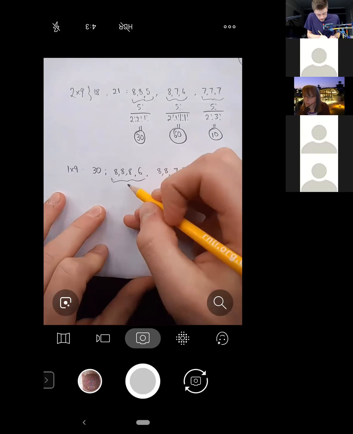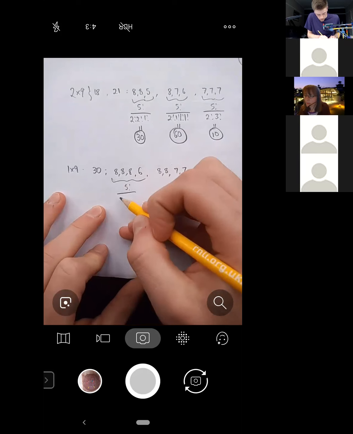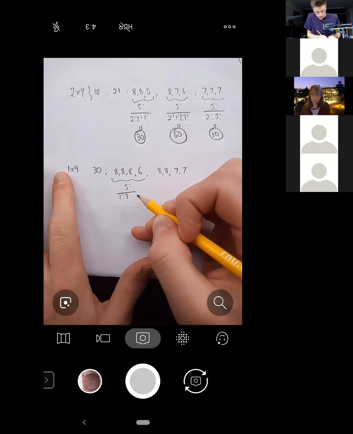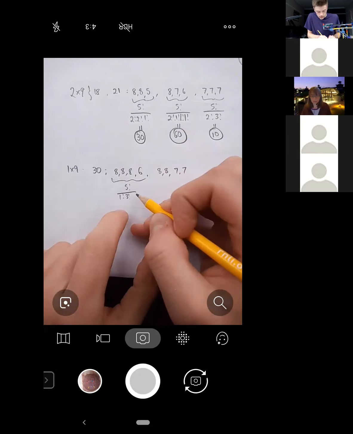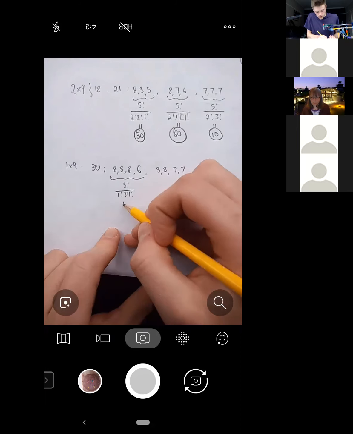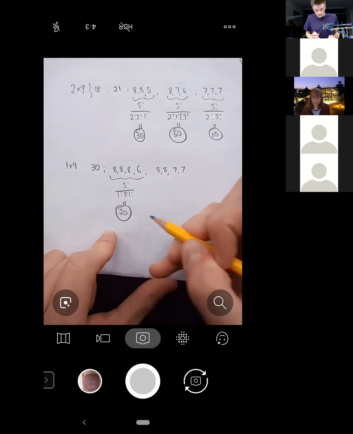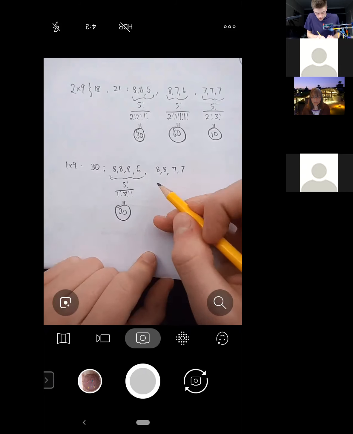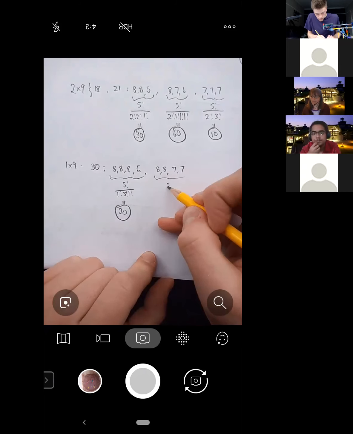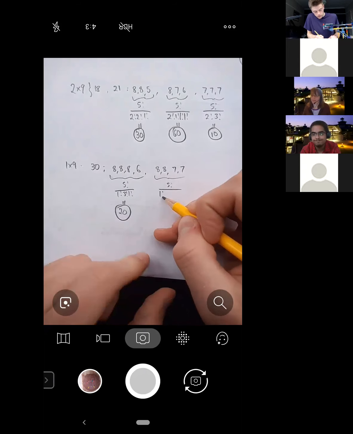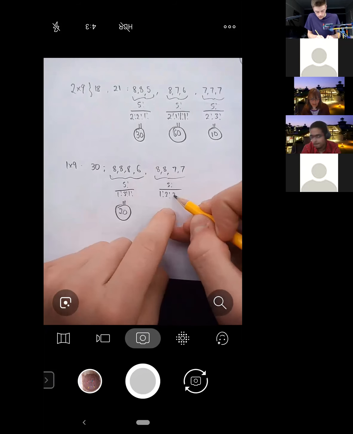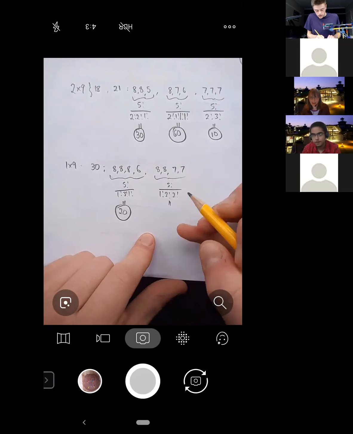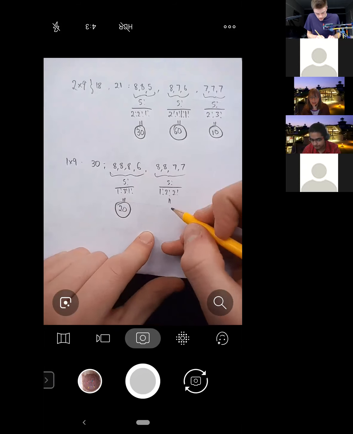Once again, our formula, 5 factorial over 1 factorial from the 9, 3 factorial from the 8s, and 1 factorial from the 6. And that gets us 20. And this one is 5 factorial, 1 factorial from the 9, 2 from the 8s, 2 from the 7s. Once again, that gets us 30.